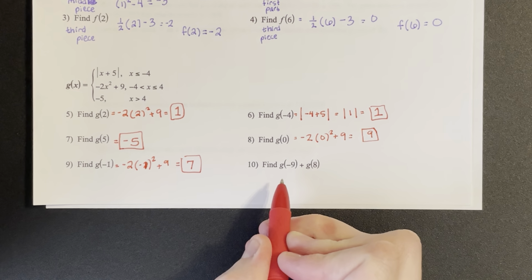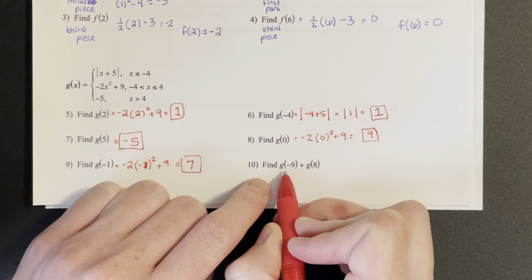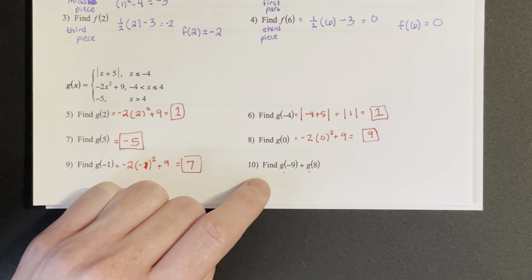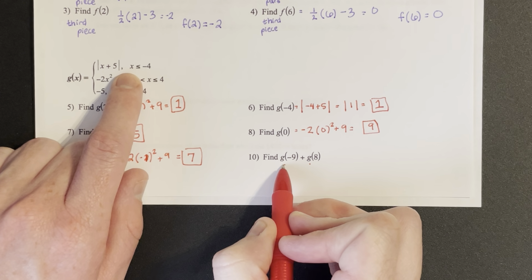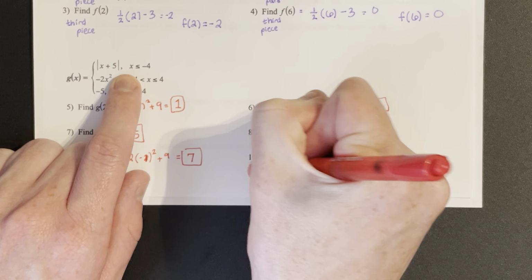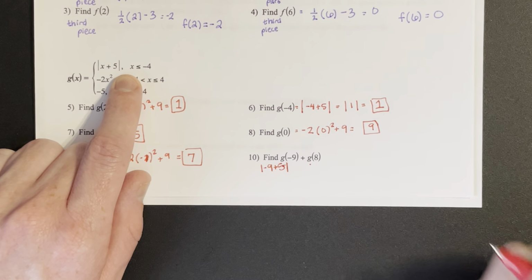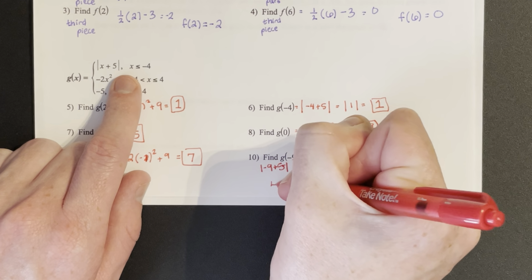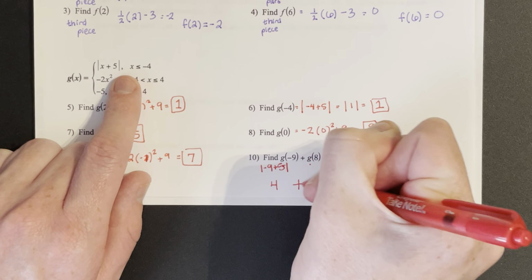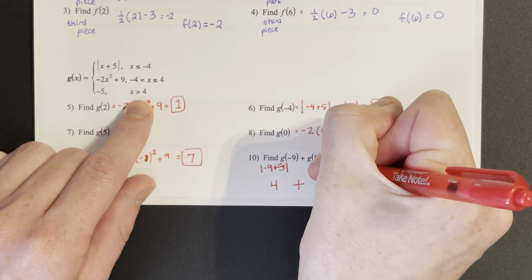And the last one was a little bit different. I wanted to give you something that would challenge you a little bit. So I have these two pieces and I'm going to add them together. So let's find g of negative 9 first. That's going to go into the first one. That'll be absolute value of negative 9 plus 5. That's a negative 4, but absolute value makes it come out positive 4. Plus, and then we're going to find g of 8. That goes into the very last one, which is just negative 5.